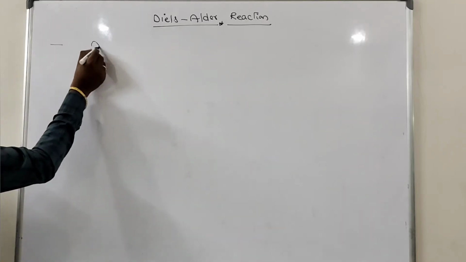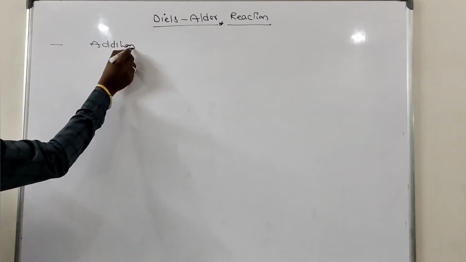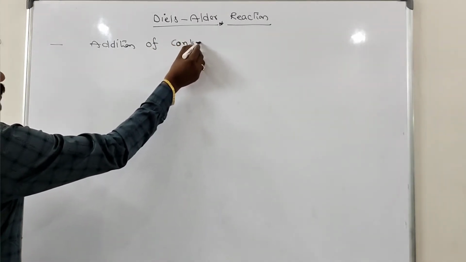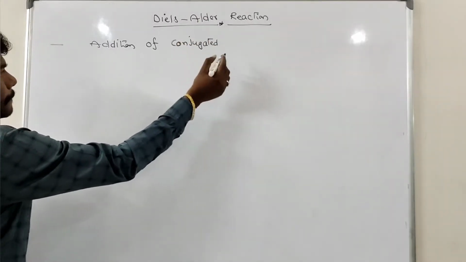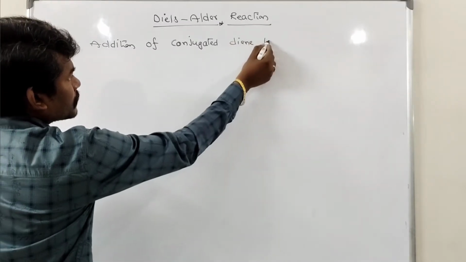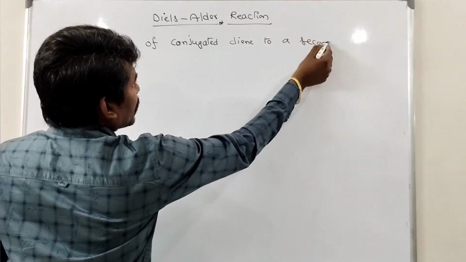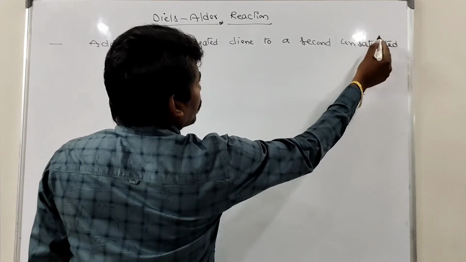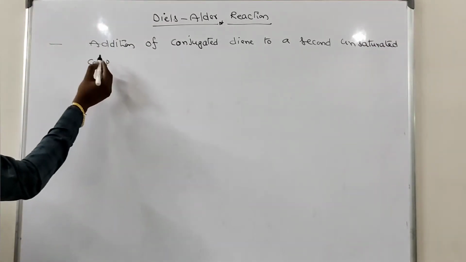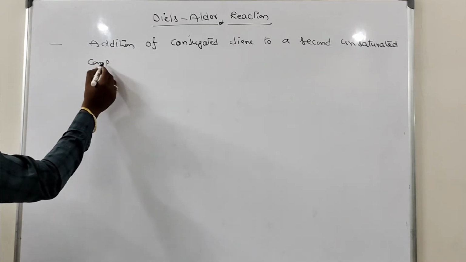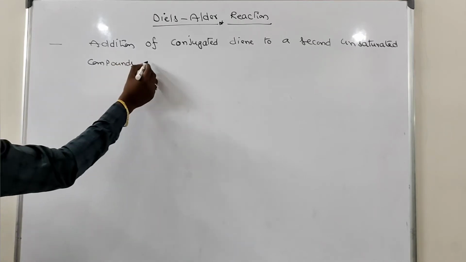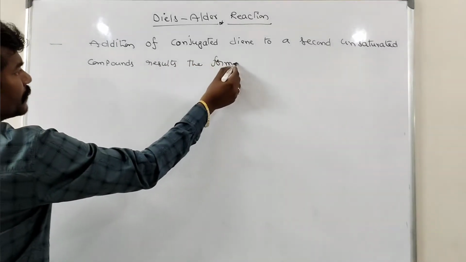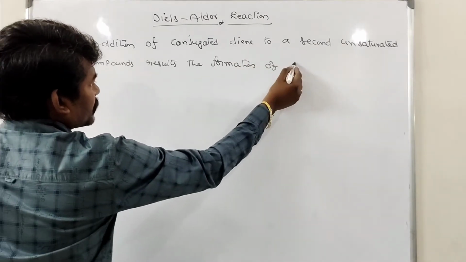So the Diels-Alder reaction is nothing but addition of a conjugated diene to a second unsaturated compound, which may be alkenes, alkynes, etc. Unsaturated compounds results in the formation of cyclic compounds.